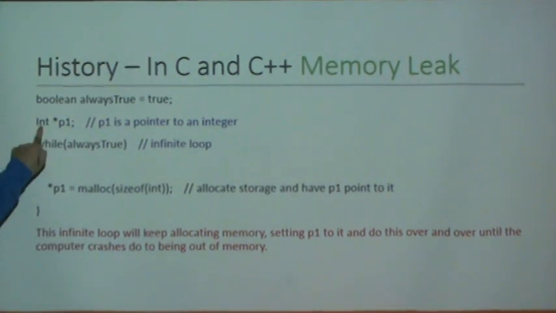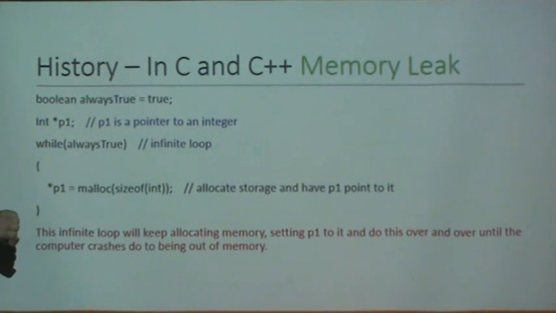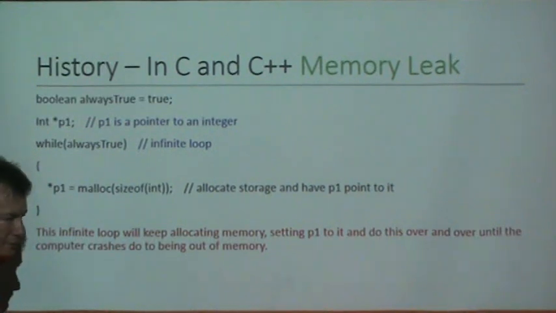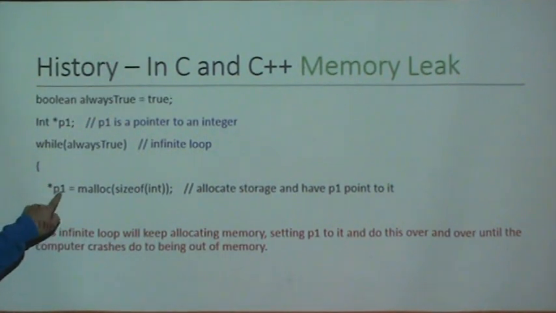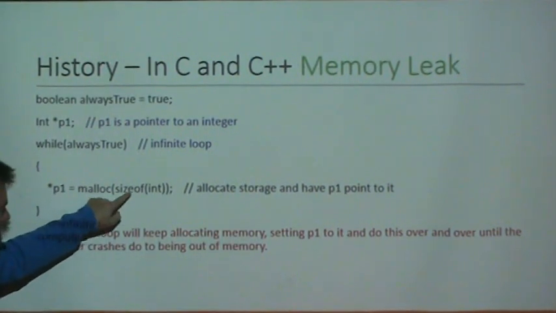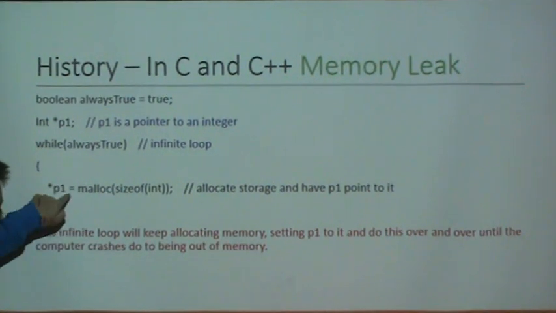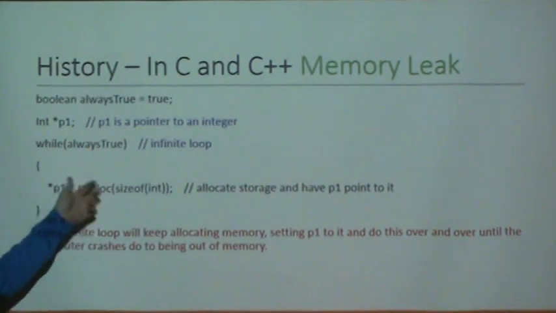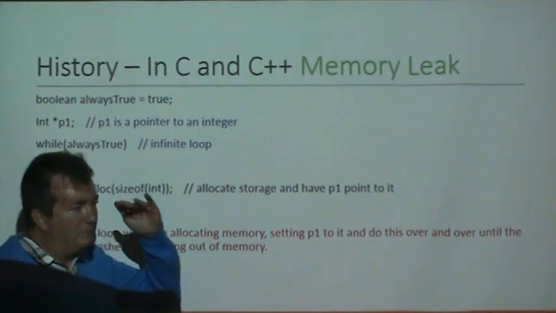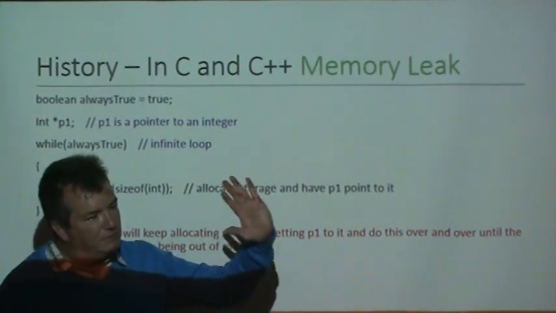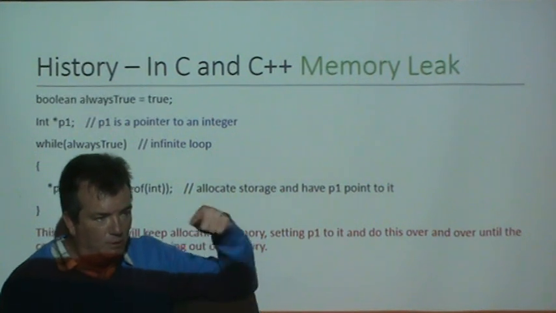And then we have an integer pointer, P1. P1 points to an integer. While always true, meaning this loop is going to run forever, the thing P1 points at is equal to memory allocate an integer. So just get an integer, have P1 point at it. Get another integer piece of storage, have P1 point at it. So this thing is just going to run forever, through millions and millions and billions of integers, and keep having P1 point at the new one.